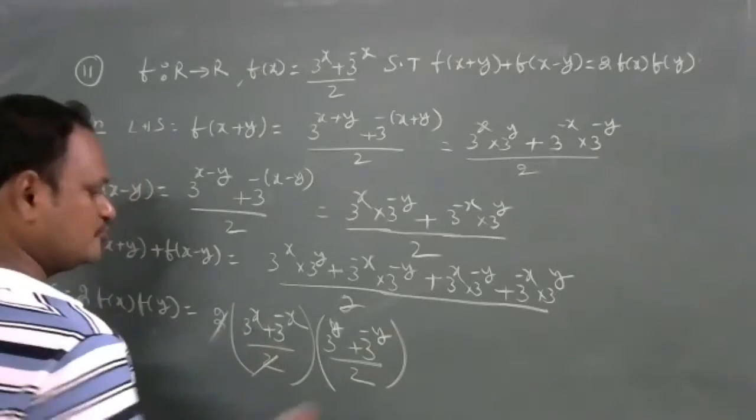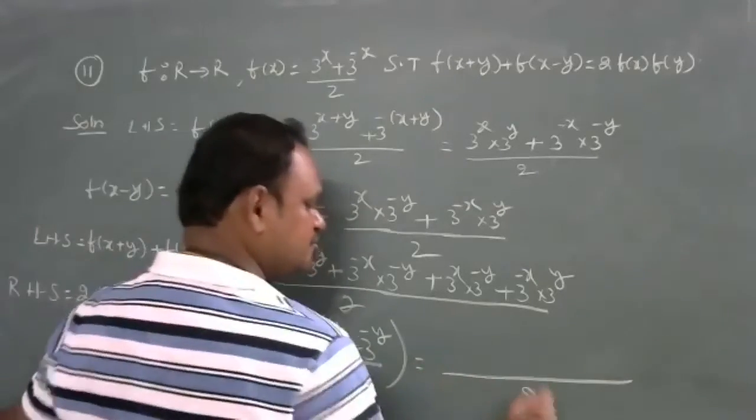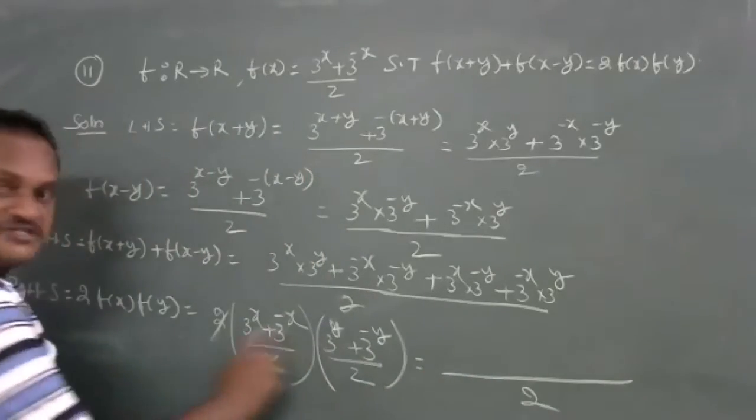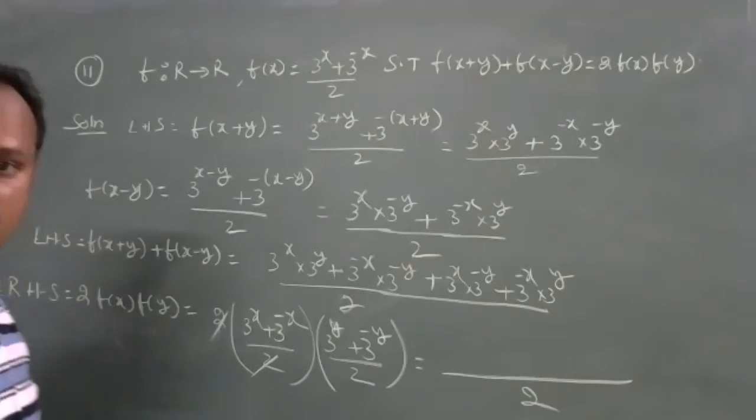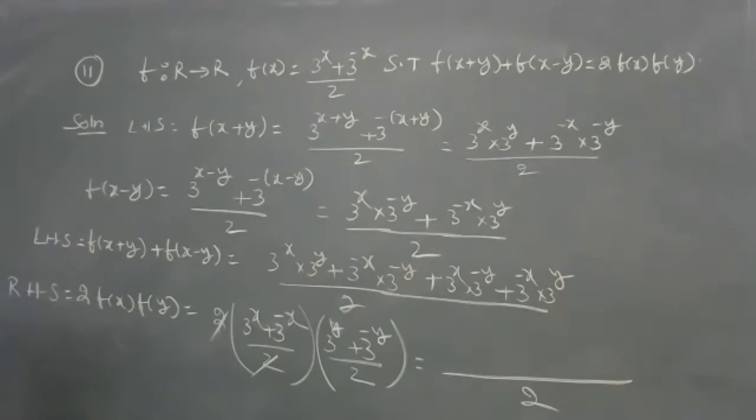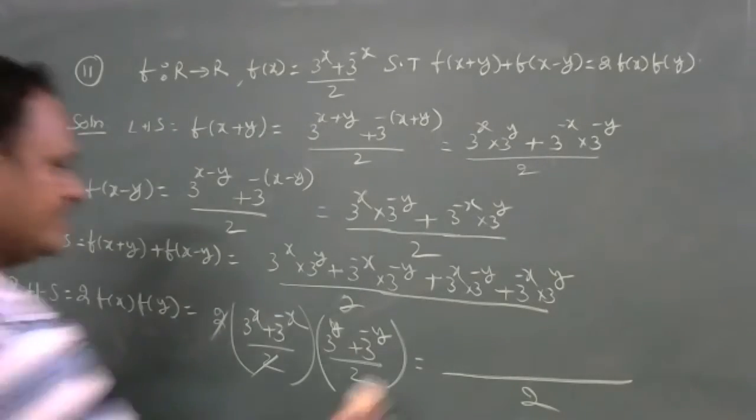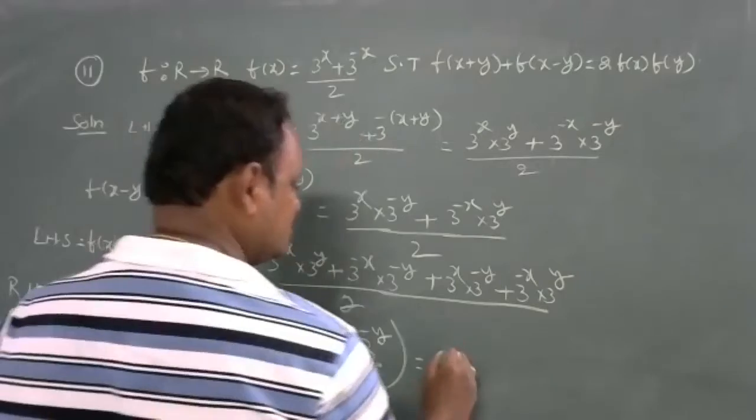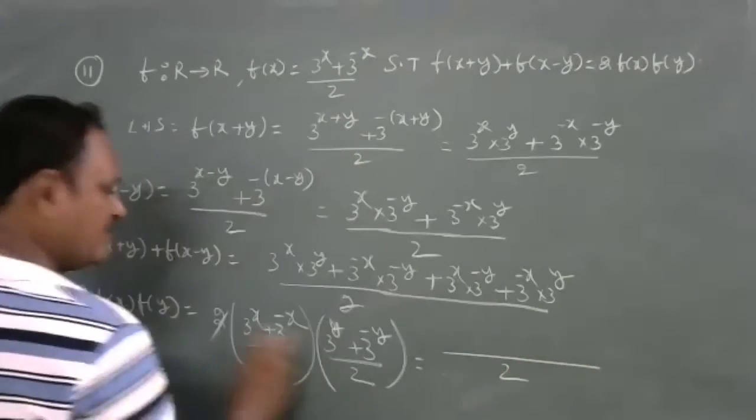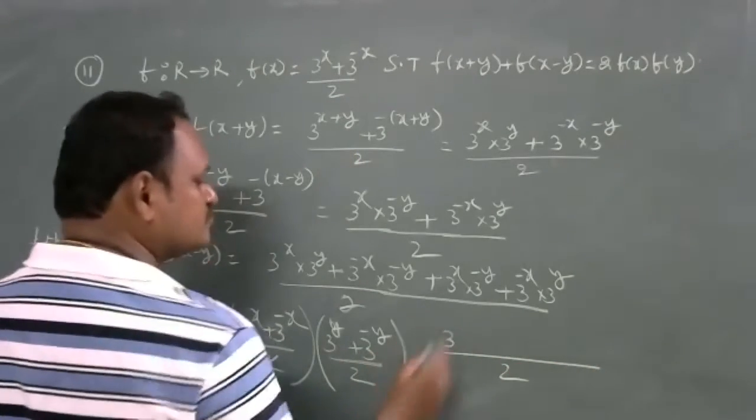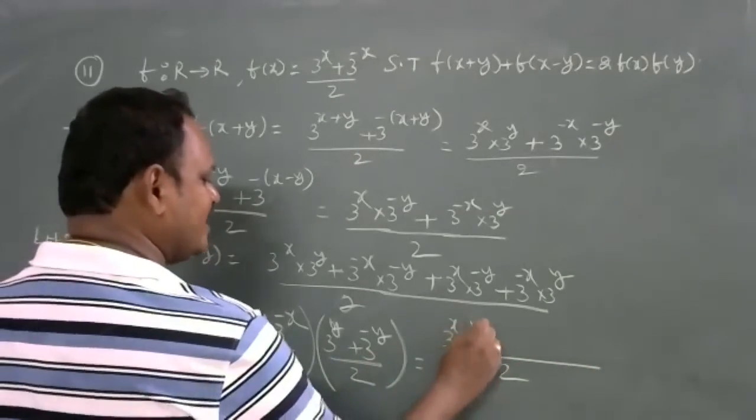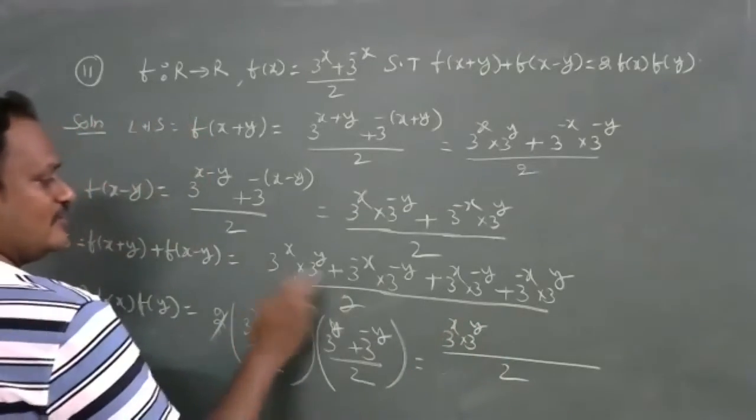The 1 by 2 and 1 by 2 will be cancelled here. This is 2 here. Now we just multiply this. What we are going to get here, 2 is the LCM part we have here. This is 3 power x into 3 power y. That is one thing we have here.